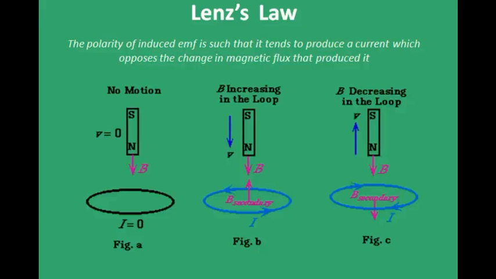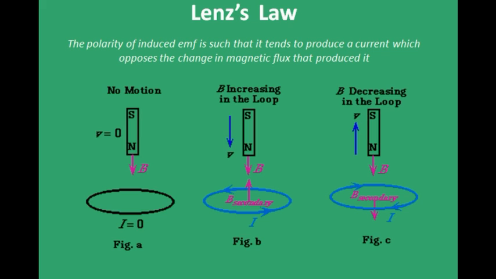Hi friends, in the last video we've seen how EMF is induced in a circular loop when it is subjected to a change in magnetic flux. In this video we'll discuss Lenz's law, which gives us the direction of that induced EMF. Lenz's law simply states that the polarity of induced EMF is such that it tends to produce a current which opposes the change in magnetic flux. In simple words, your current should oppose the change in magnetic flux.